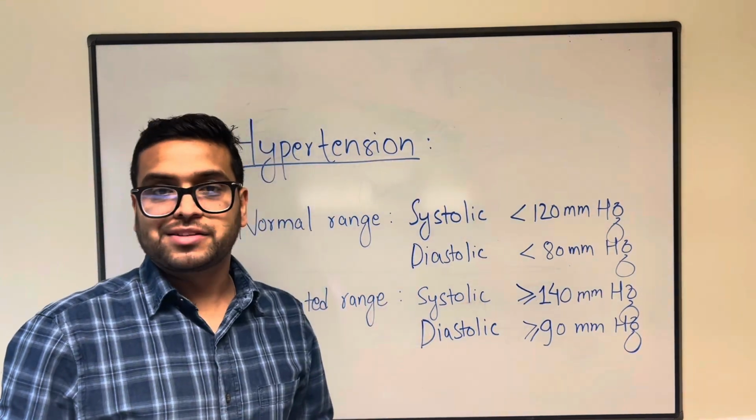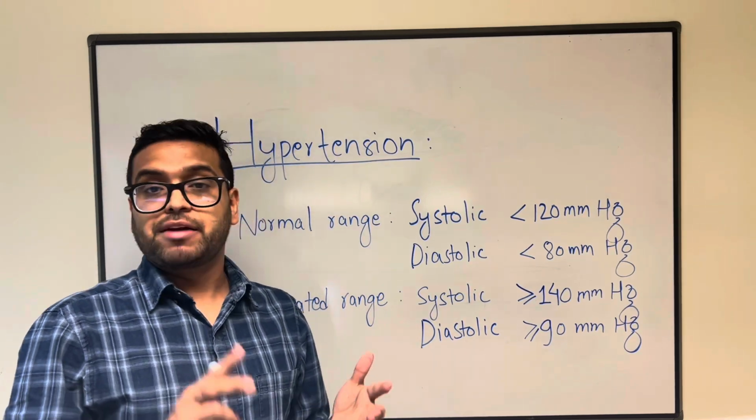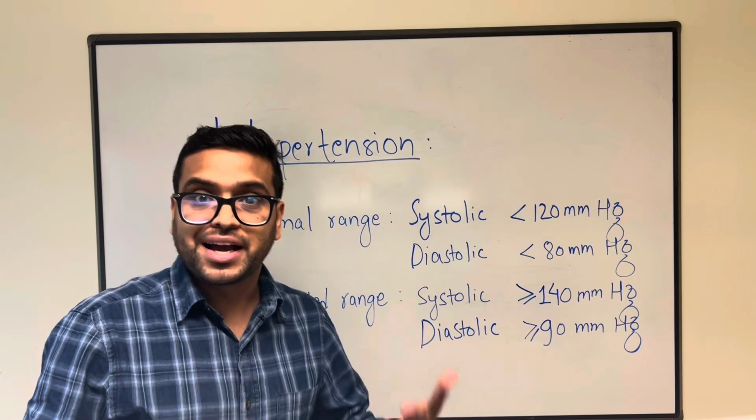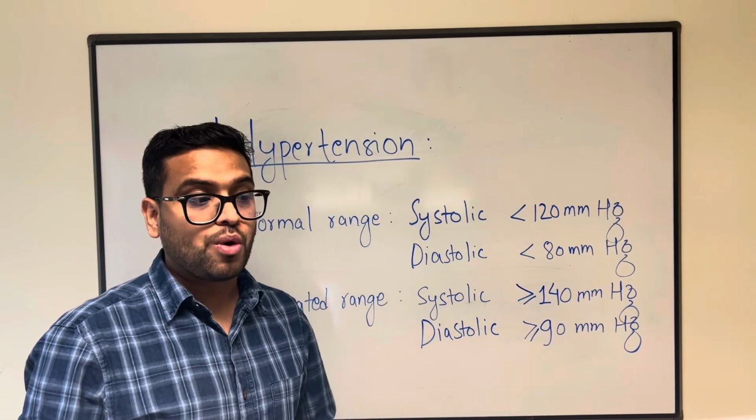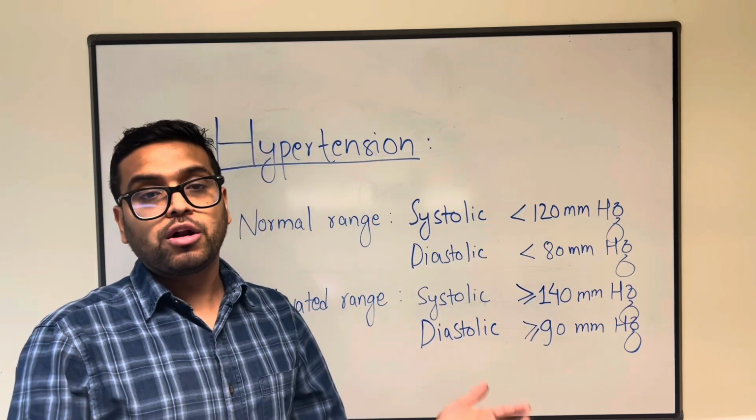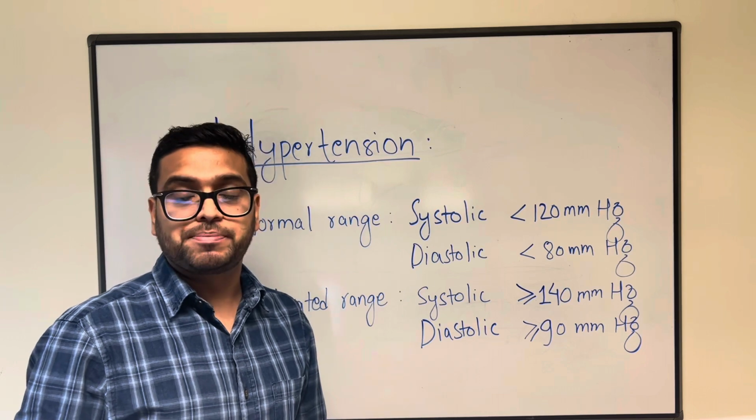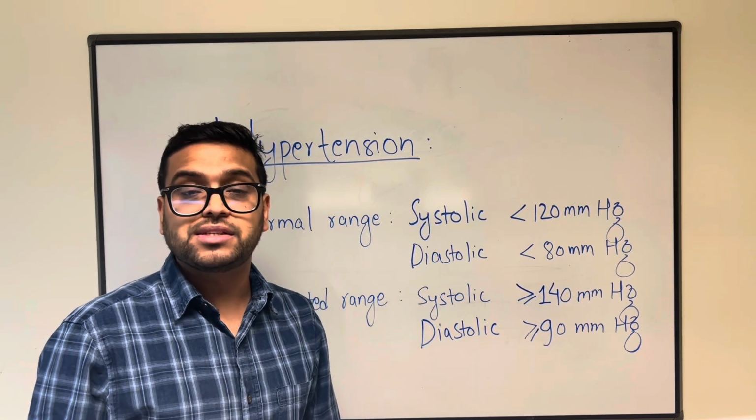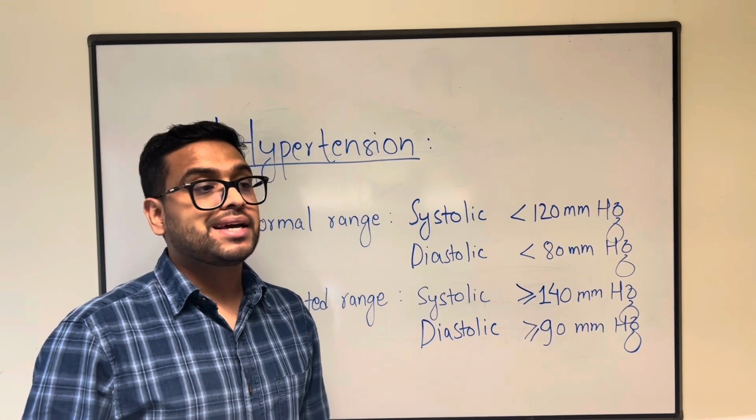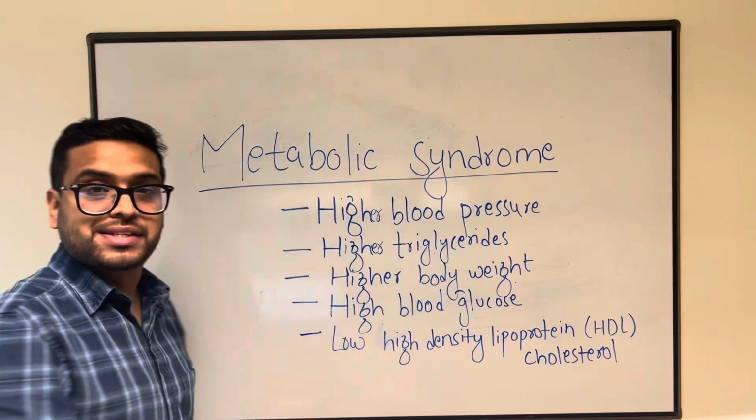There are various factors that can cause high blood pressure in people. It can be genetics, it can be environment, it can be diet, or not eating healthy diet, or somebody who is not physically active. All of these reasons can cause high blood pressure in people, and because of that high blood pressure, people are more prone to get various kinds of other cardiovascular diseases, chronic kidney disease, and many other conditions. So the next one is metabolic syndrome.